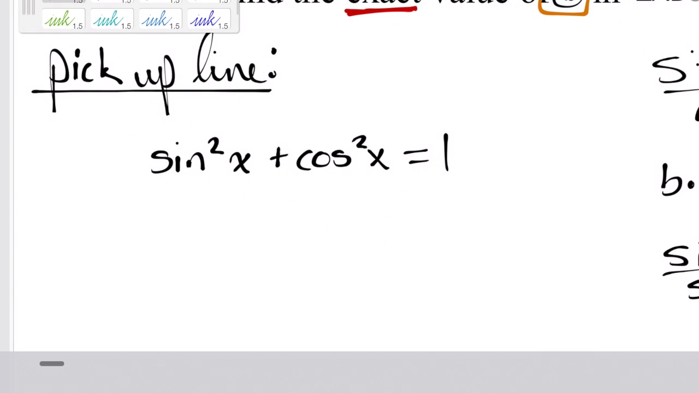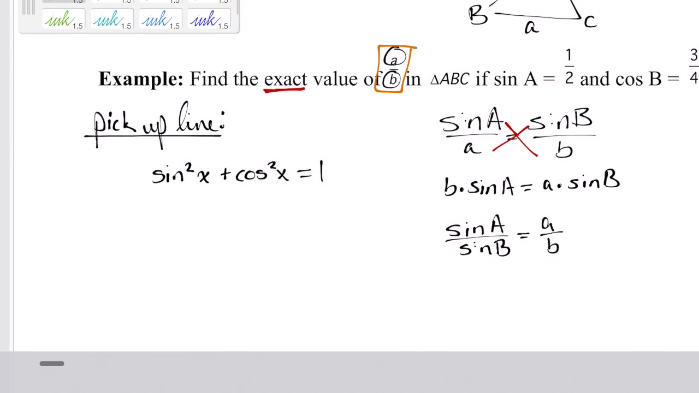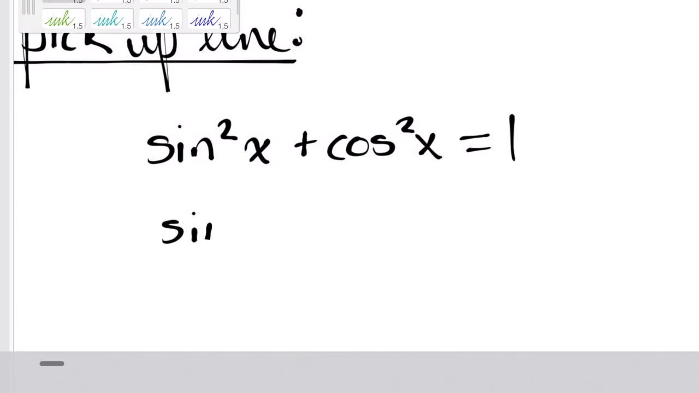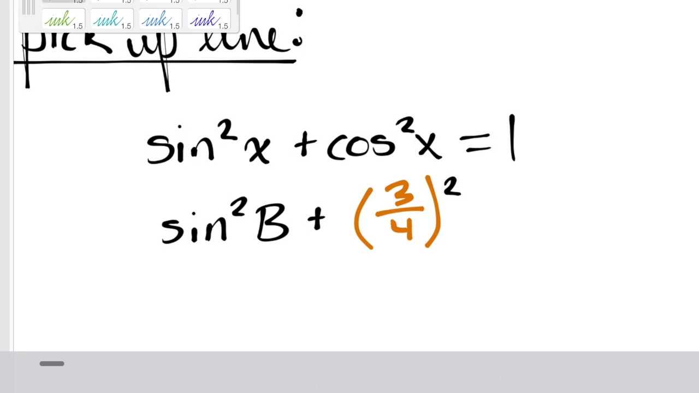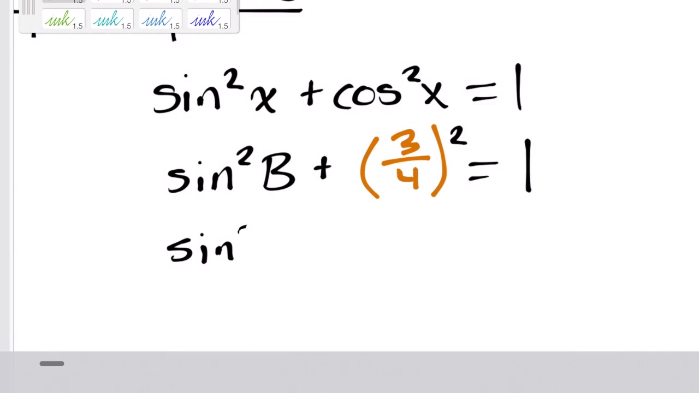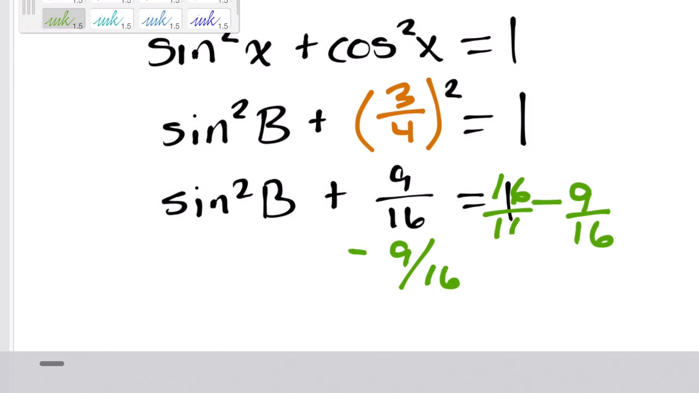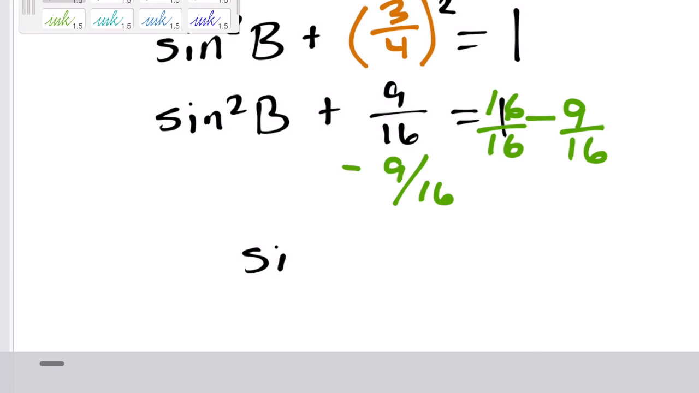So if I know the cosine of something, I can actually use that to figure out the sine of it. Since they've given me cosine of B is 3/4, I can plug this into this little formula. So sine squared of B plus cosine of B squared, which is just squaring the actual value 3/4, so sine squared of B equals 9/16, and I would subtract that to the other side. And 1 is technically 16/16, so I'm doing 16 minus 9, which would give me 7/16.